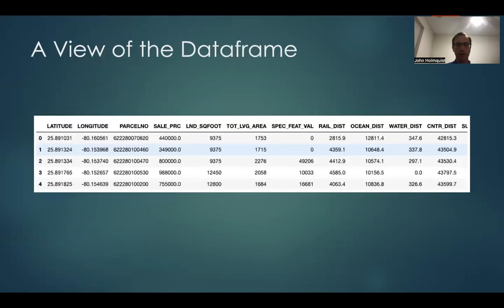So here's just a view of the data frame just to see what the magnitude of those variables are. So sale price tends to be in the hundreds of thousands. And the land square footage is like 9,000, 12,000, and so on. So there's a lot of different magnitudes and a lot of different features.